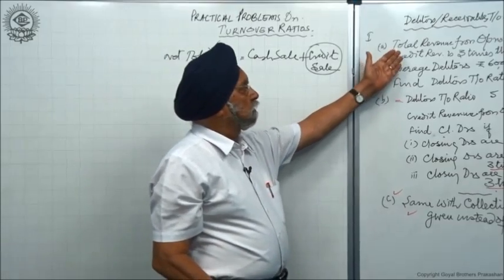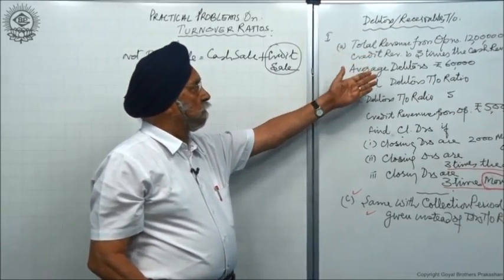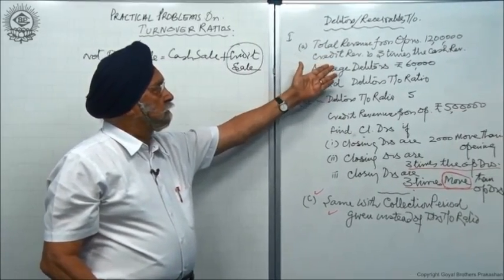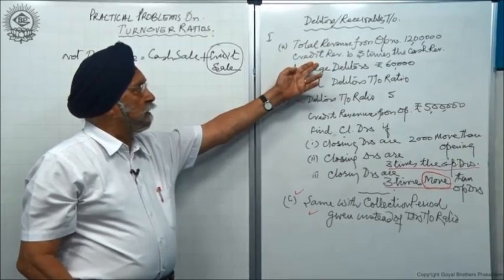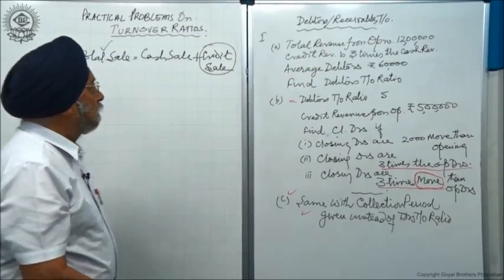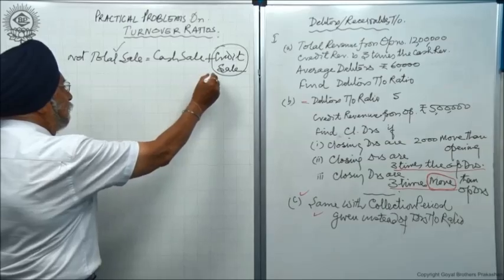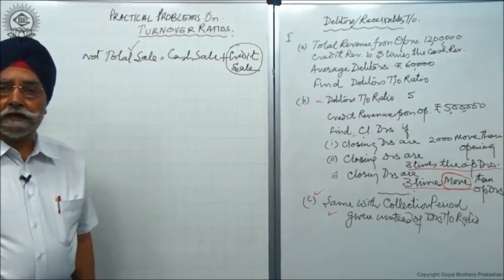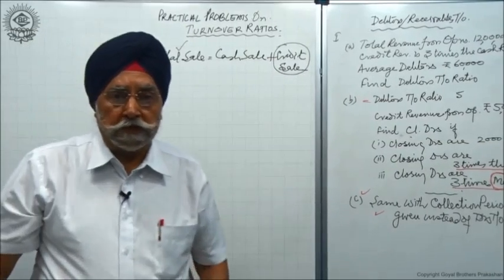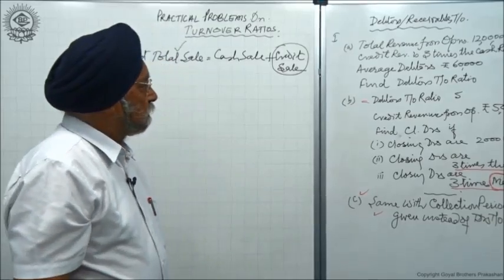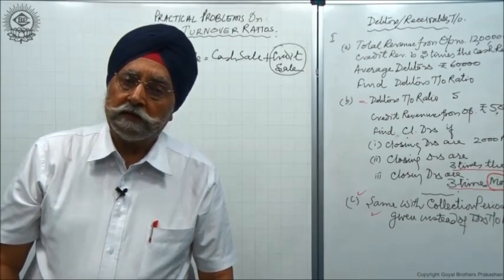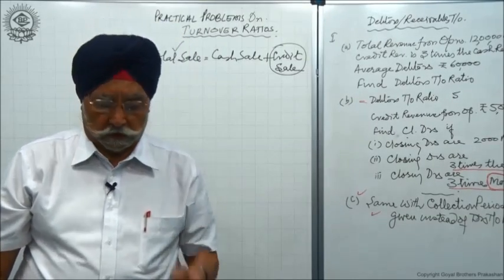We are given total sale of 12 lakhs. Credit sale is 3 times the cash sale. Now credit sale is not directly given, it is indirectly given. The proportion between credit sale and cash sale is given. Now how to proceed?